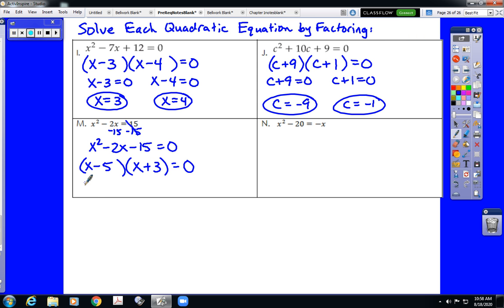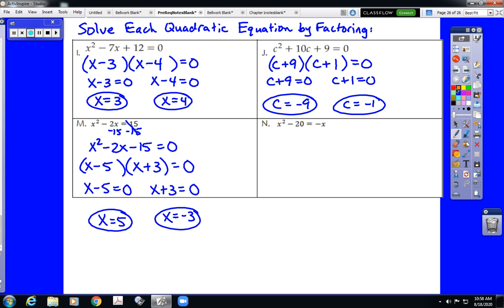Once again, we're going to split that into two separate equations because either x minus 5 is equal to 0 or x plus 3 is equal to 0. And then we'll solve those equations, giving us our answers of either x is positive 5 or x is negative 3.